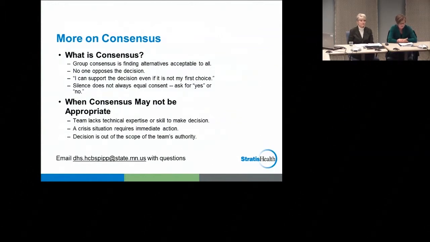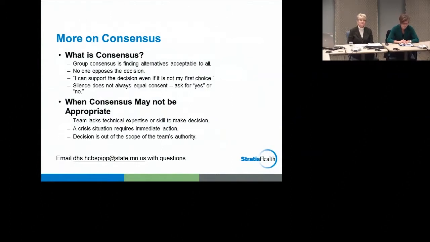But there are situations, as I mentioned, where consensus may not be appropriate. Perhaps the team lacks the technical expertise or skill to make the decision. They can help inform, but they're really not the right group to be making the final decision. Or perhaps it's a crisis situation that requires immediate action and you don't have time to take something to a team. Consensus is often something that does take quite a bit of time to achieve, and some decisions may need to be made in a more timely manner than consensus allows.